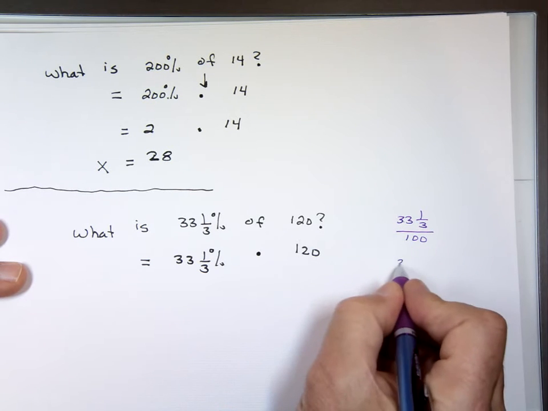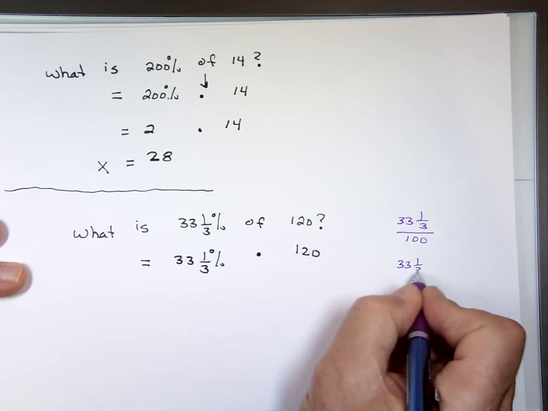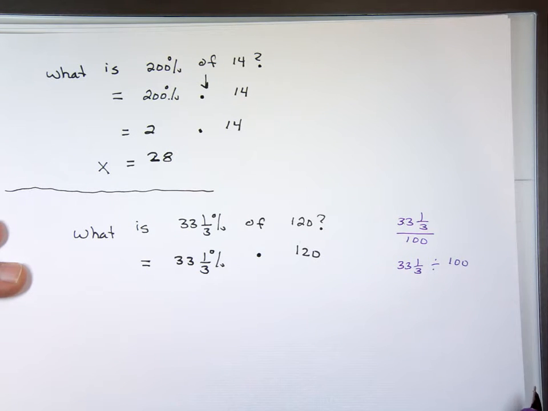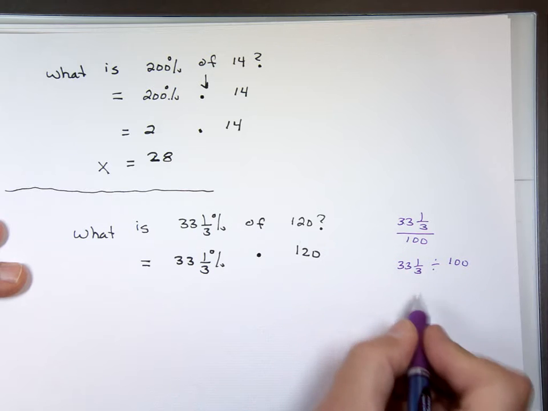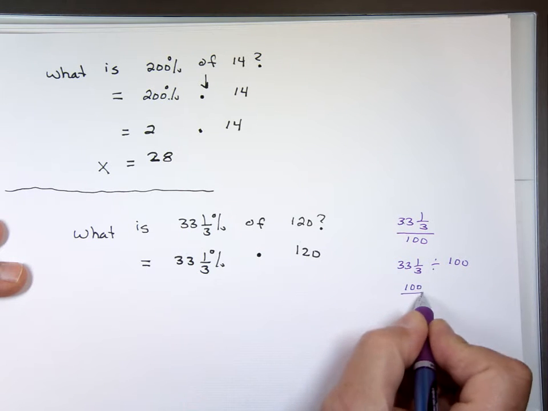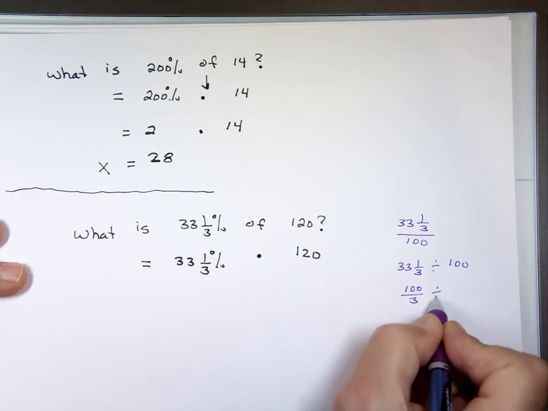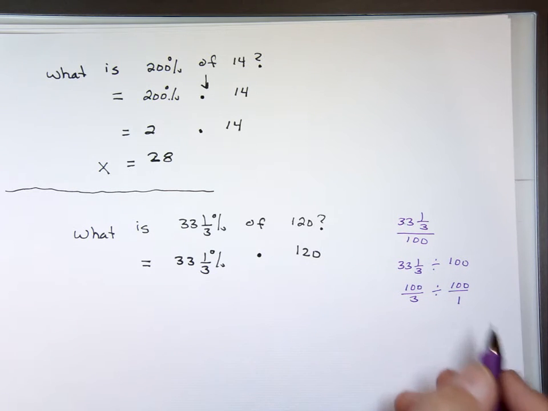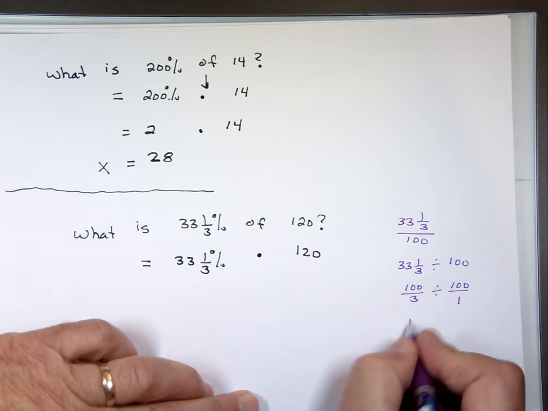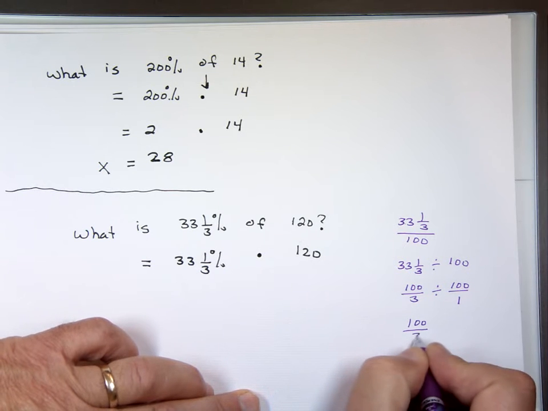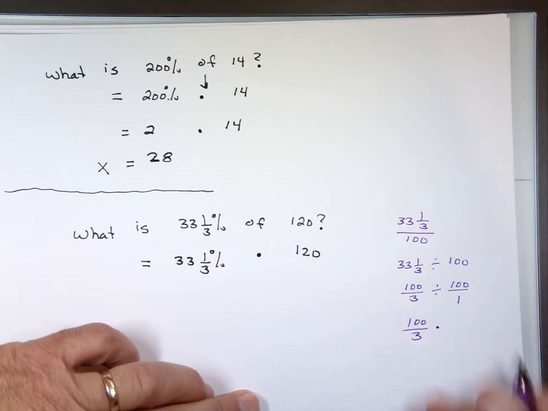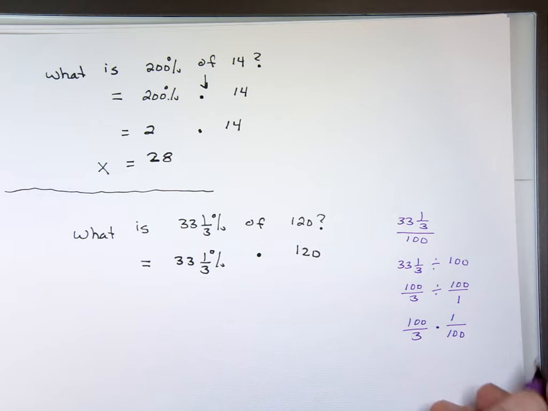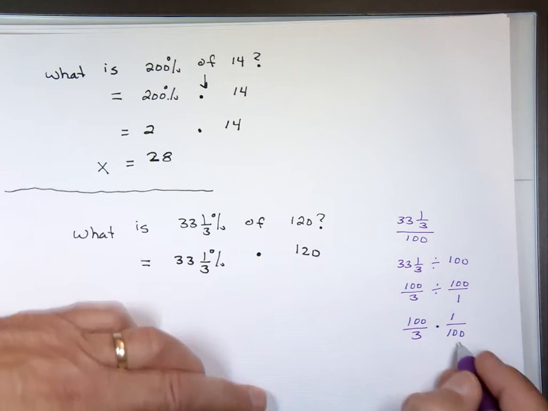Well, we know that's 33 1/3 divided by 100. Change it to an improper fraction, that's 100 over 3 divided by what? 100 over 1. Now we're going to change it to multiplication, Jamie. Yes, it's going to be 100 over 3 times, what is it? 1 over 100. KCF: keep, change, and flip. 1/3.